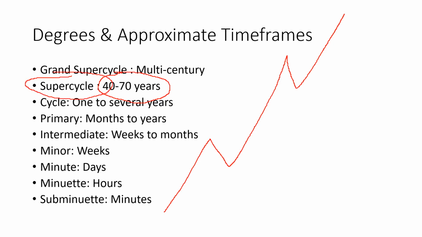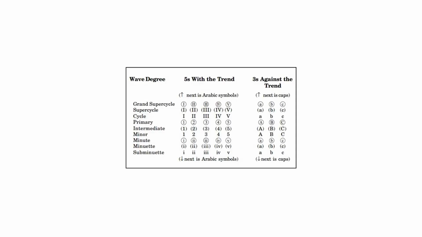Your cycle is 1 to several years, primary months to years, intermediate weeks to months, minor weeks, minute days, minuet hours, and subminuet minutes. Here is the labeling that you could anticipate for these various degrees: the grand supercycle, the supercycle, the cycle, the primary, the intermediate, the minor, the minute, the minuet, and the subminuet. And these are the 5 waves with the trend, and these are the 3 against.